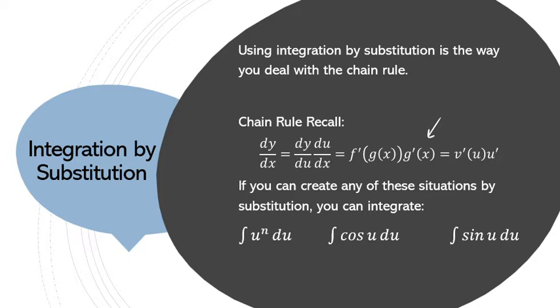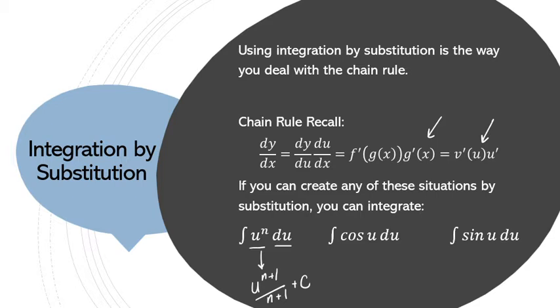This is another way of writing it, where if you wanted the derivative of f of g of x, it would be f prime of g of x times g prime of x, which most simply we usually write as this, v prime of u times u prime. So if you can create any of these situations where you get yourself to a point where you see u to the n du, then you know that you integrate u to the n to u to the n plus 1 over n plus 1 plus c.